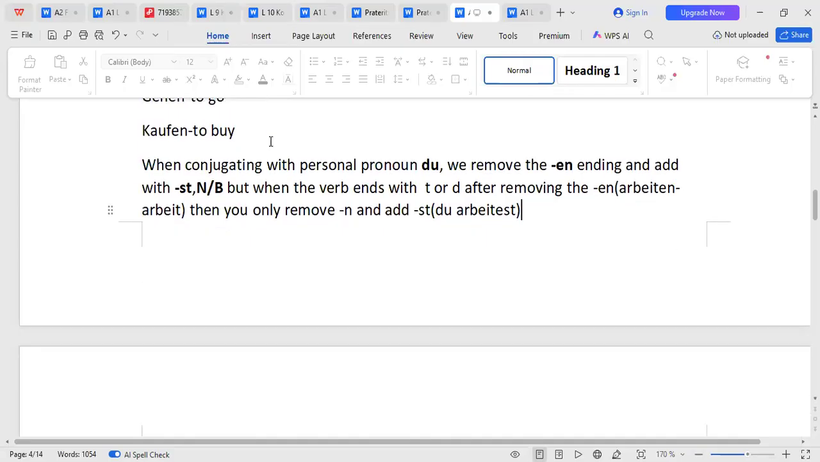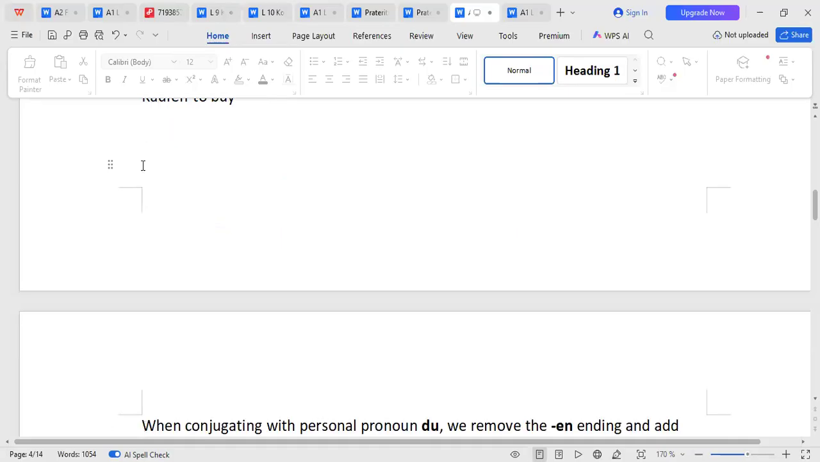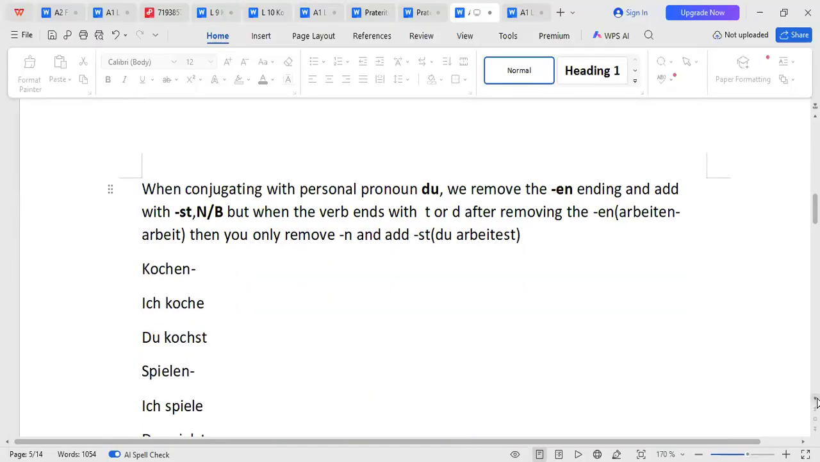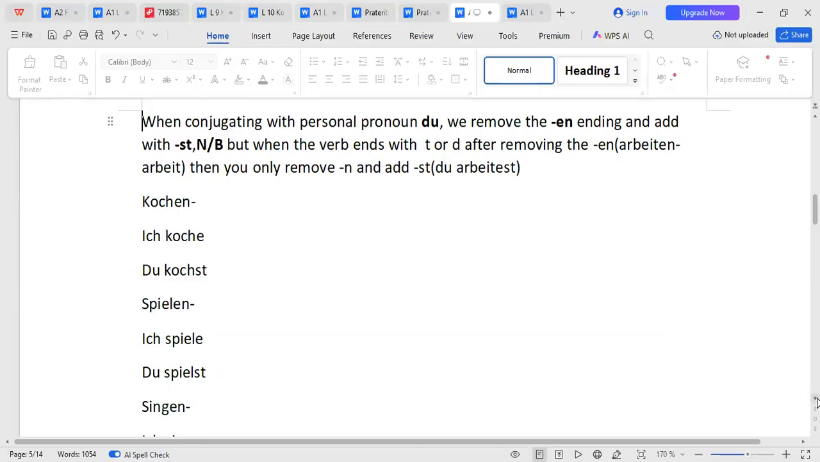I would like to now go to the second rule. Second rule. When conjugating with the personal pronoun du, and du means you, students, you informal, we remove the en ending and add st. So rule number 2 with the du, we remove the en and add an st.